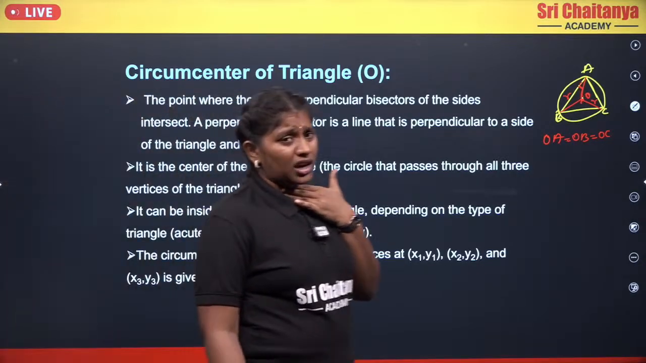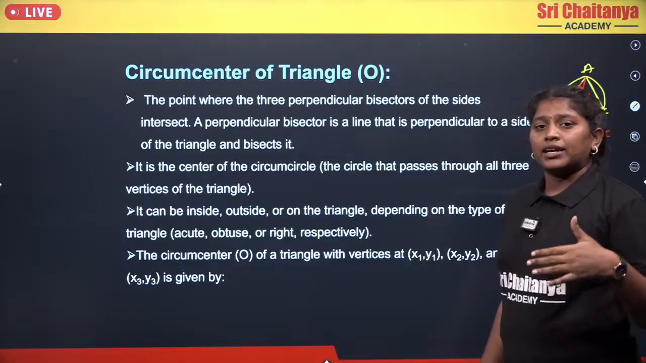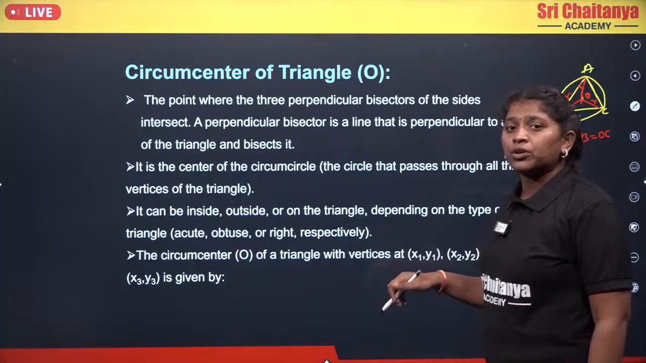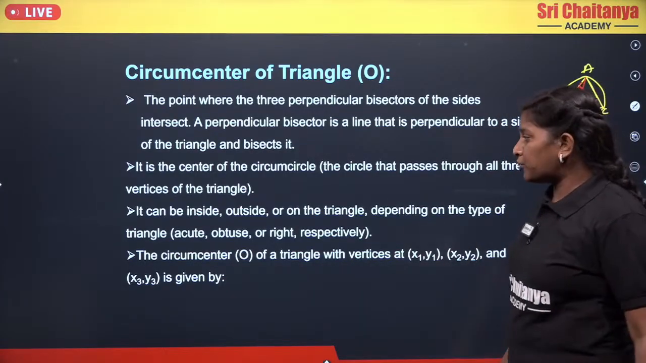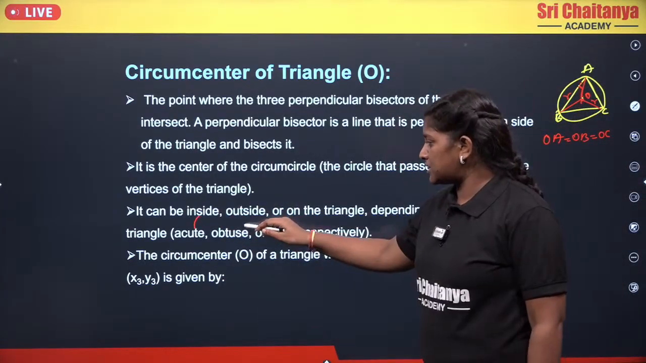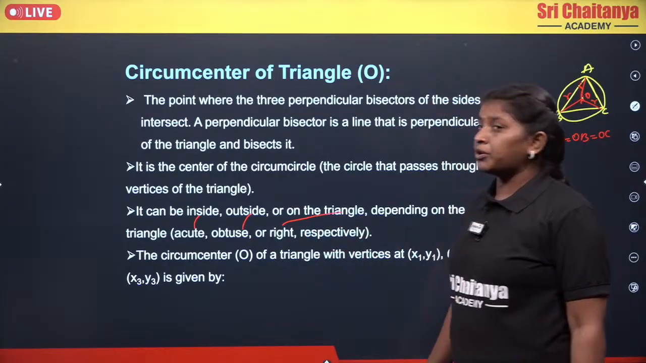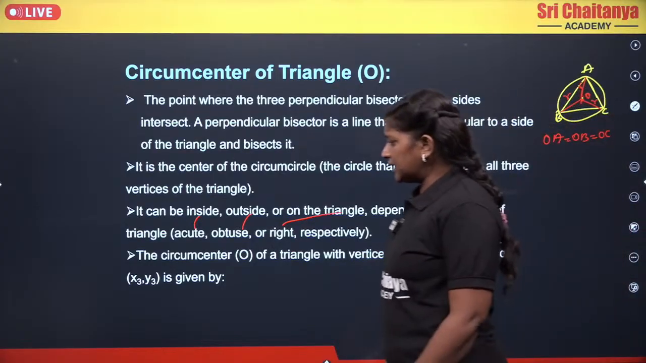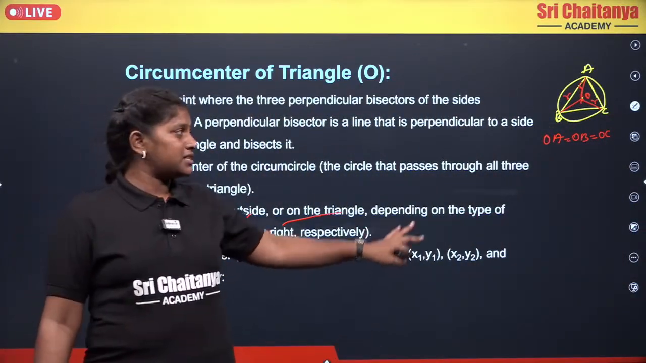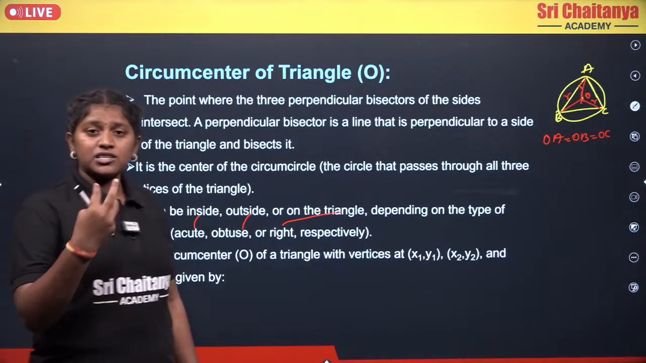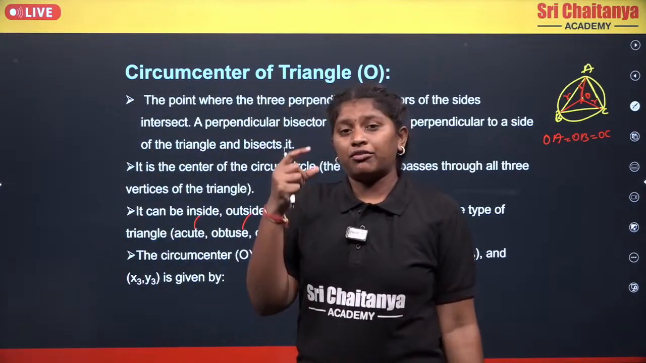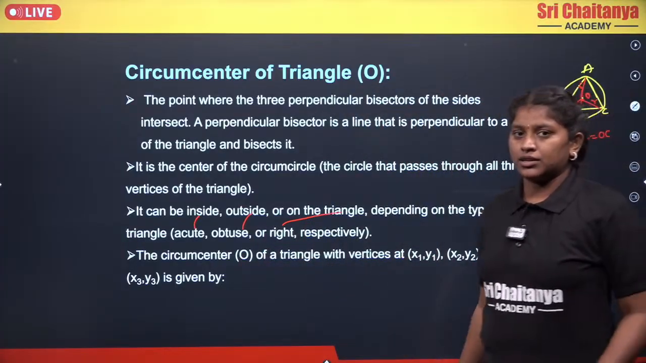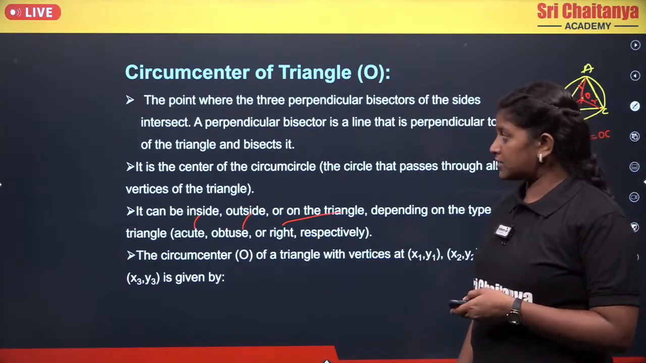Clear? Now, where does the circumcenter lie, inside or outside or on the triangle? It depends upon the type of the triangle. If it is acute, it will be inside, if it is obtuse, it will be outside, and for the right angle it will be on the triangle. Okay, now moving to the next. How can we find the circumcenter? The simple way is to equate the radii, and solving them you will get the equations, and from those equations you will get the circumcenter coordinates. Clear? Now moving to the next.